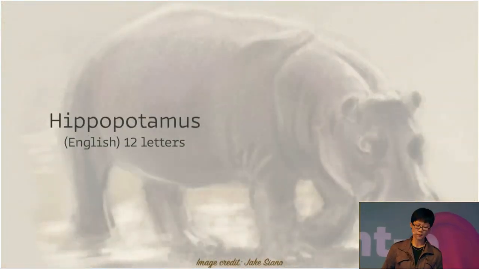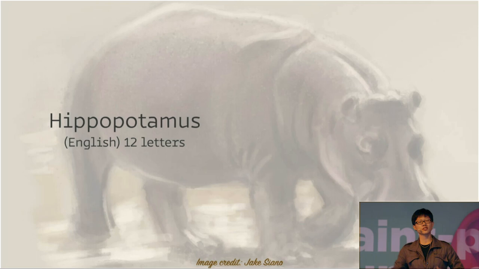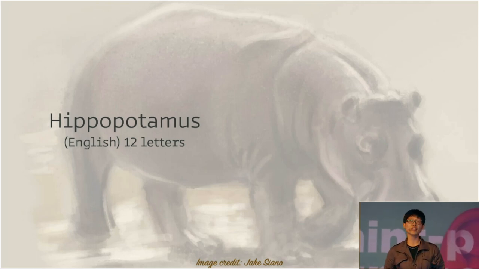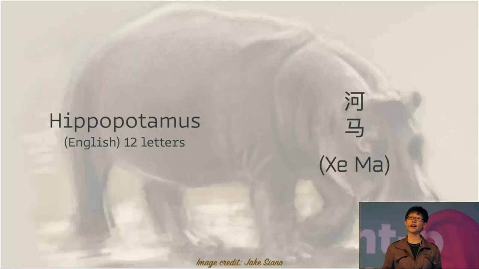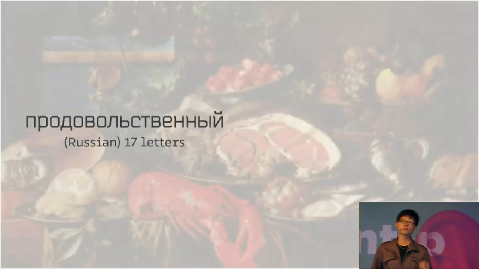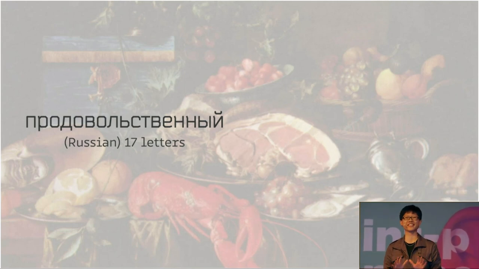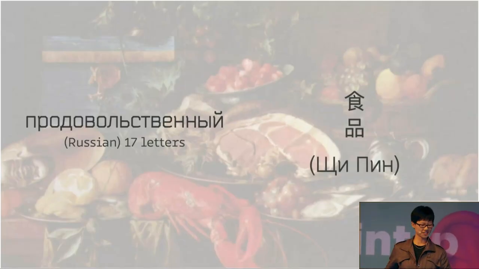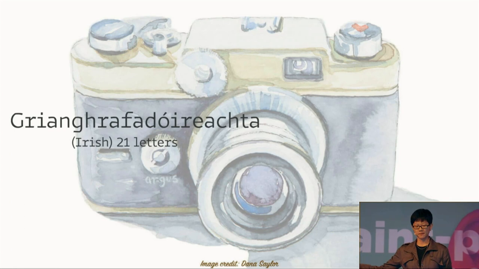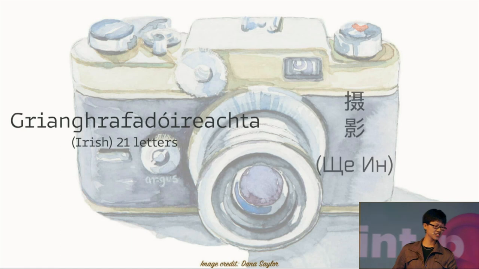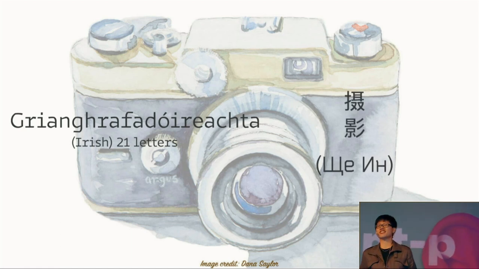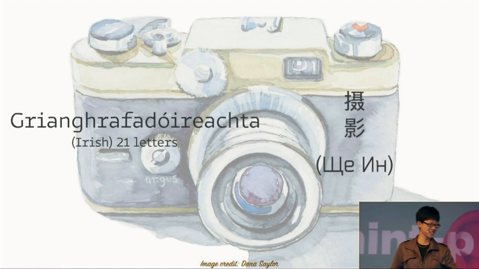So, for example, hippopotamus. This is an English word that takes 12 letters to spell. In Chinese, we only need two characters. Here it is. Then this is a Russian word of 17 letters. I hope I'm pronouncing this correctly. And again, in Chinese, two characters. This is an Irish word of 21 letters. And in Chinese, two characters. So what can I say? Chinese is a very concise language.